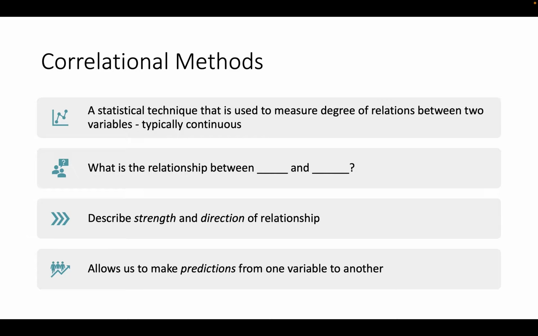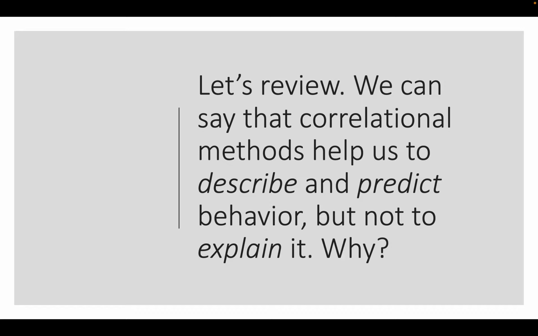A correlation can tell us two really important things about a relationship between two variables. First, it can tell us the strength of a relationship, so is this relationship weak, moderate, or strong? And it can also tell us the direction of a relationship. So is this relationship positive or negative? Knowing the direction and strength of a given relationship can allow us to make predictions from one variable to another. All right, so correlations help us with two major goals of scientific research, description and prediction.